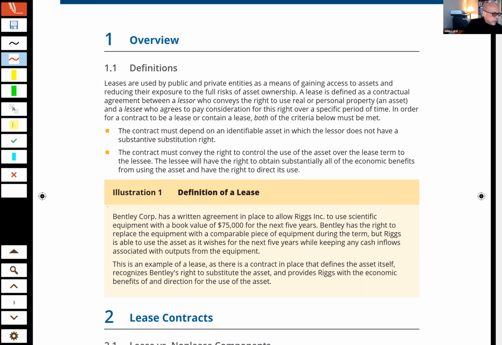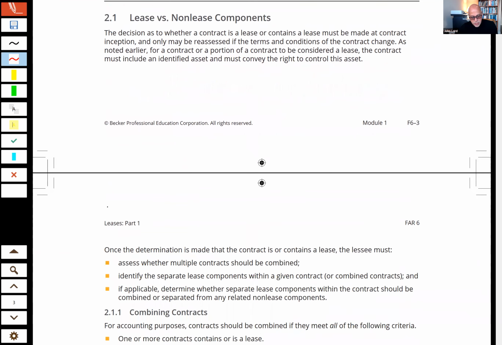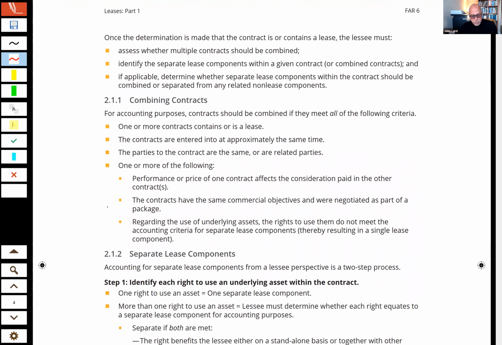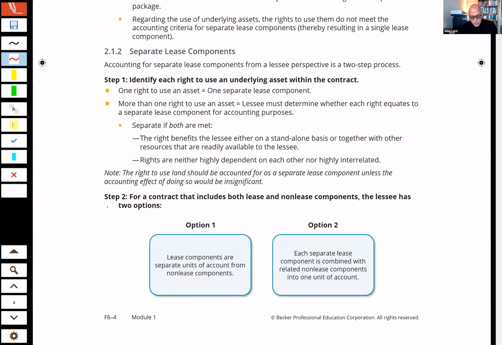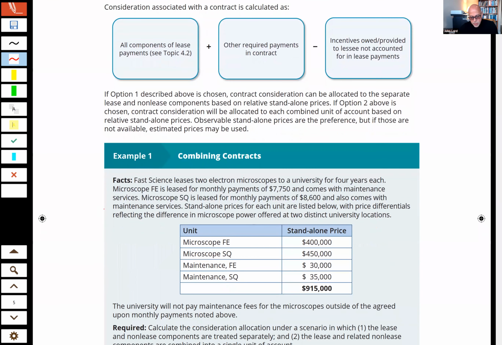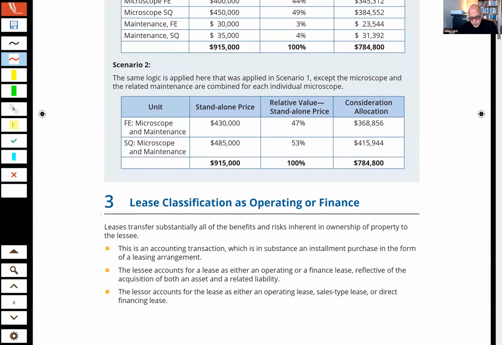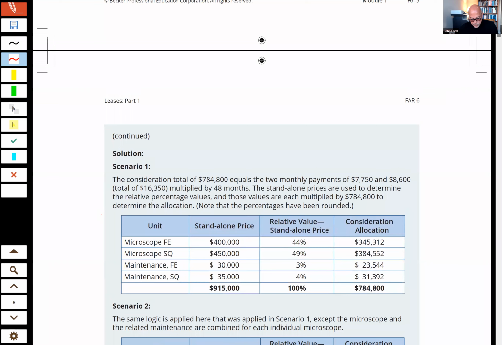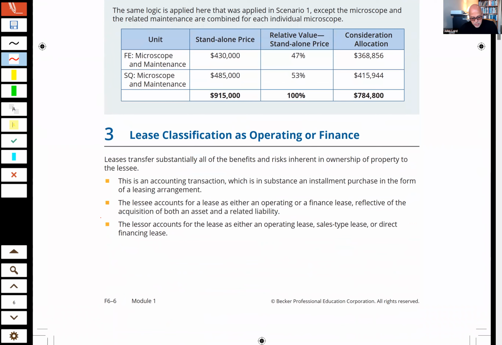Now, when we look at some of this material here at the beginning, they talk about lease versus non-lease components. They talk about combining contracts, etc. Guys, I don't want us to get bogged down in this stuff. I am going to ask you to also review this first section, up to page 6, on your own.